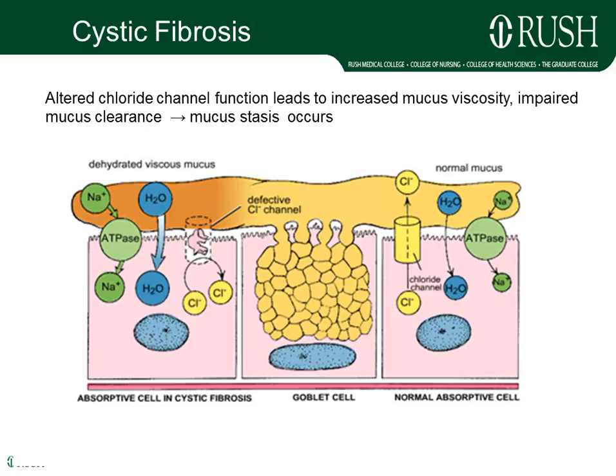So cystic fibrosis is another condition in which the mucus can block the airways. In this case, it doesn't have to do with the cilia or overproduction. It has to do with the viscosity of the mucus. So the altered chloride channel leads to increased mucus viscosity. In other words, it's too thick. So no matter how hard those cilia work, they can't move that thick layer along and up out of the airways, and you get mucus stasis and blockage.